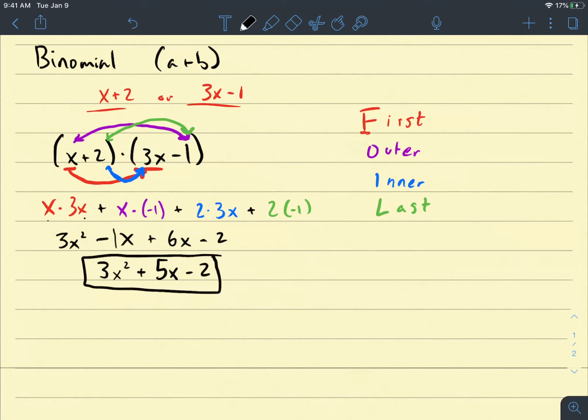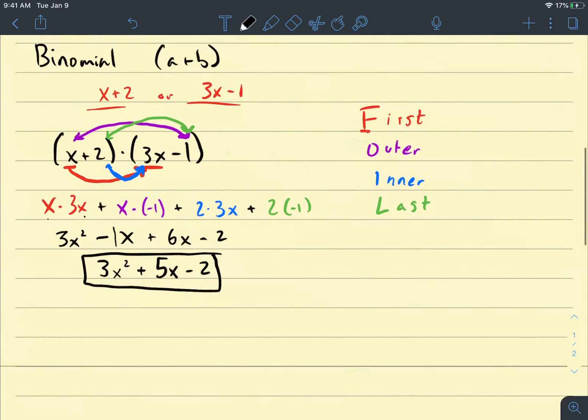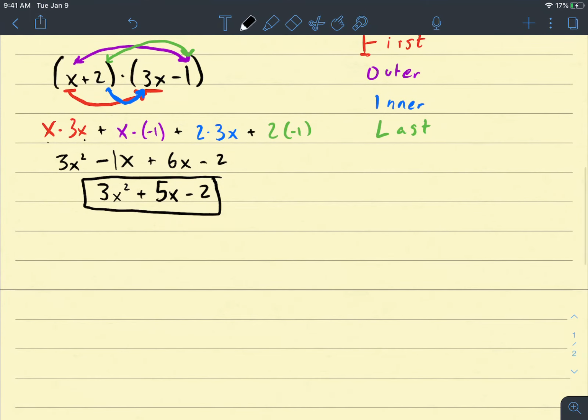If this method is a little bit too confusing, we do have a different method that we can show. And I'm going to show you guys do it the exact same example. So we can use what's called the box method. It's called the box method because we use a box. All right, we're going to use a box to show our maths.